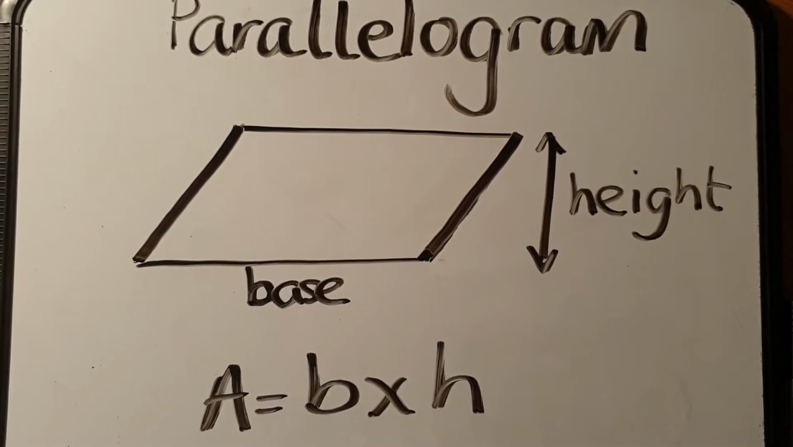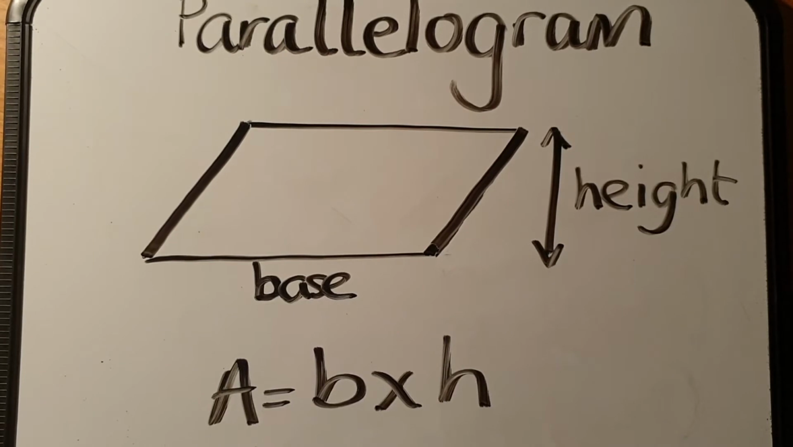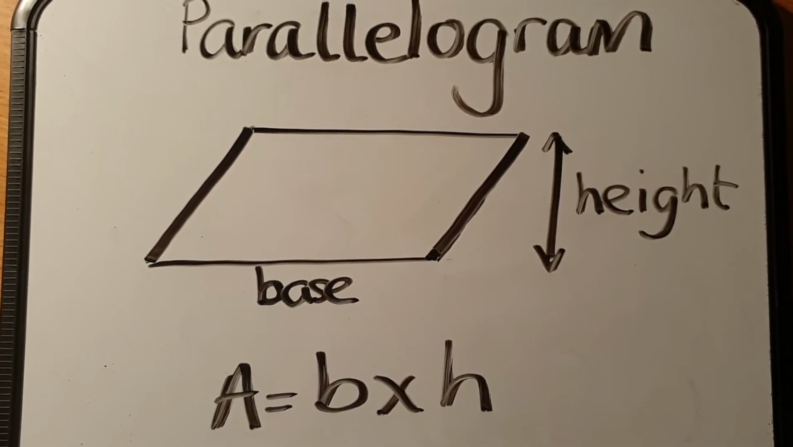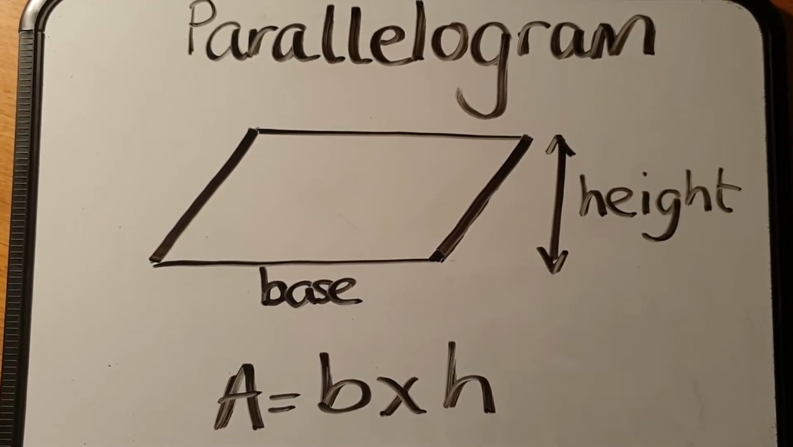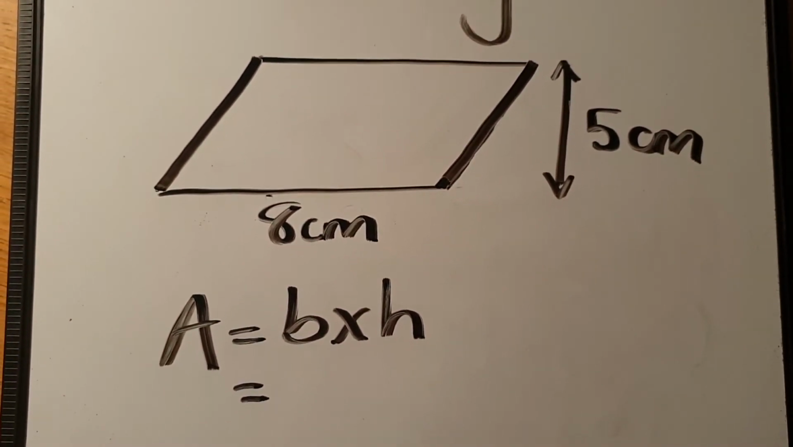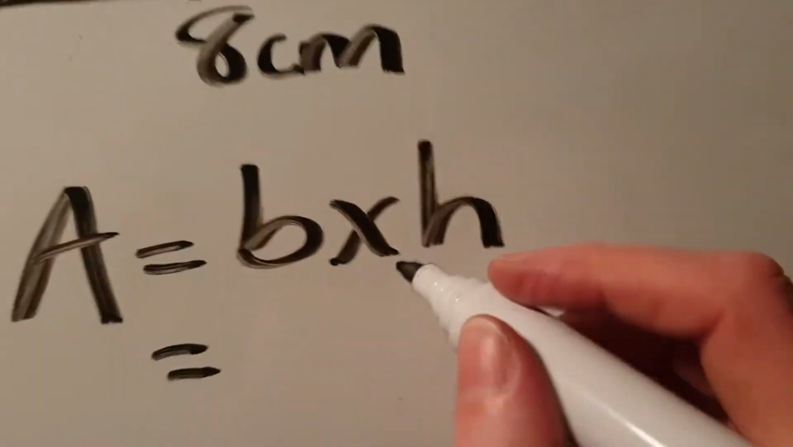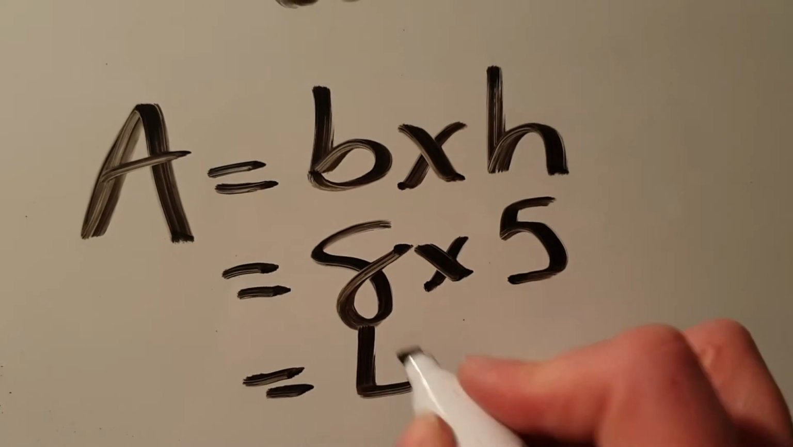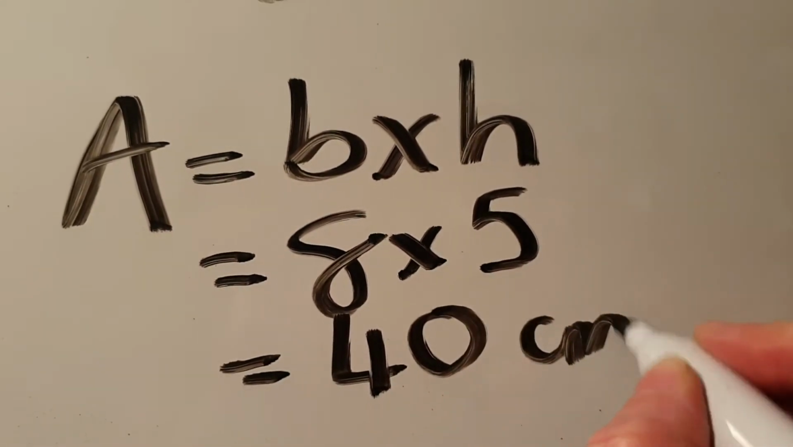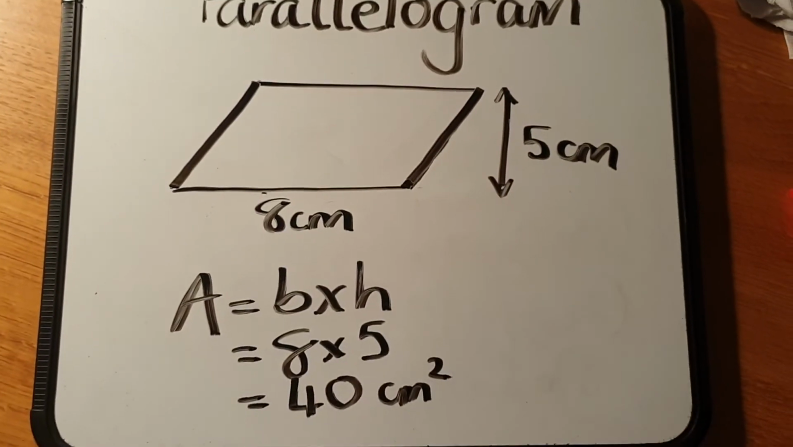Okay, moving on to the parallelogram. The parallelogram means you've got two pairs of parallel sides. So how we work that out is we just do base times the vertical height. So area equals base times height. Here's an example. So the base is 8, the height is 5. You'll just do 8 times 5. So write your formula first, then pop in the numbers. 8 5s are 40, and it's in centimetres, so it'll be a centimetre squared. Okay, and that's for the parallelogram.